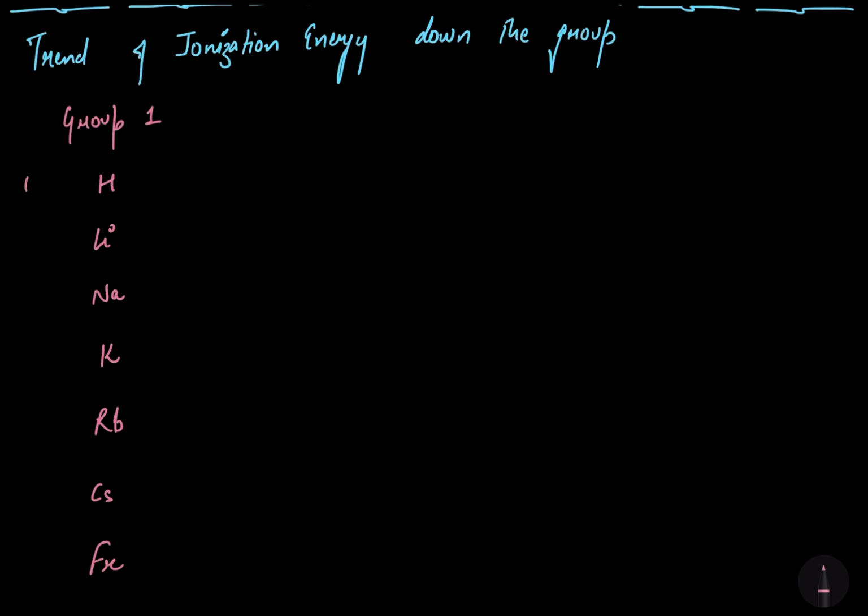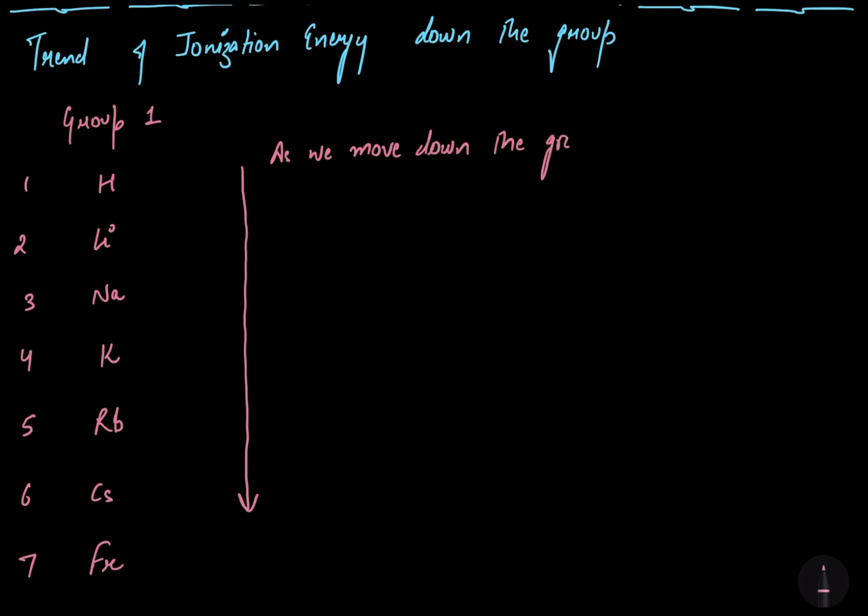These fall in period number 1, period number 2, period number 3, period number 4, 5, 6, and 7. Now we all know, as we move down the group, what will happen? Firstly, the number of shells will increase.